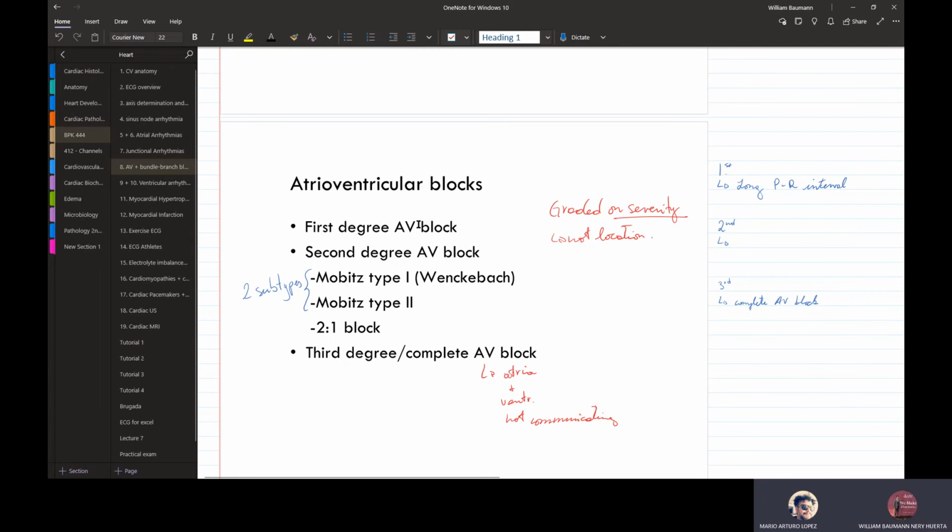Okay. So there are a few types. There's the first degree AV block, second degree, third degree. And the second degree has two types. Type 1, type 2. Okay?